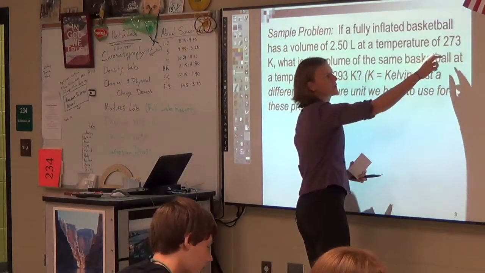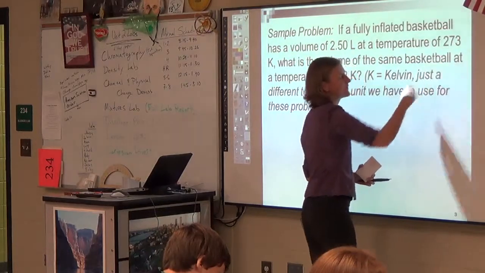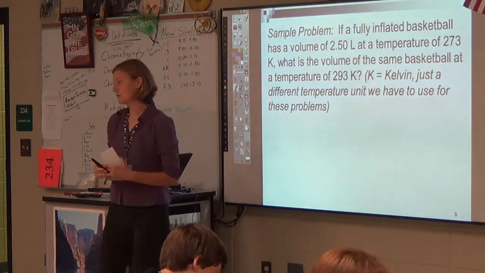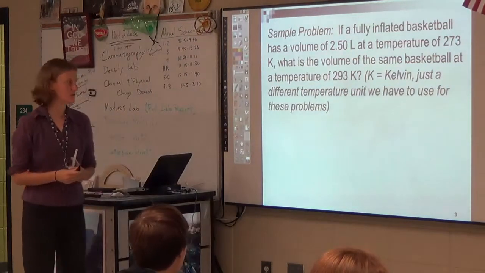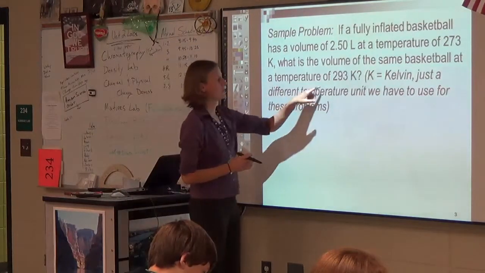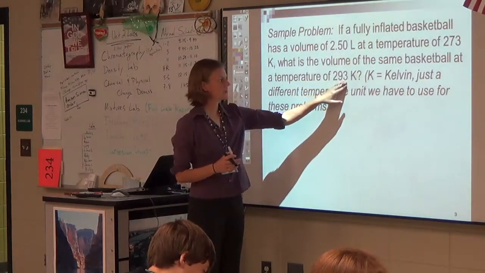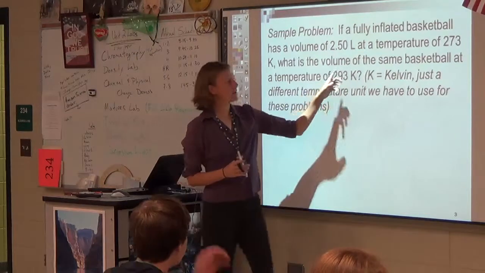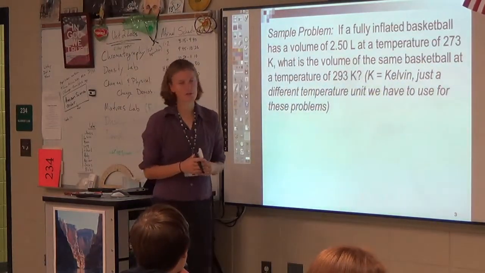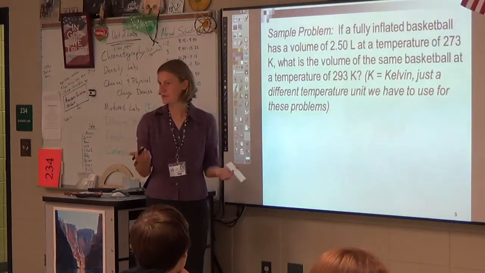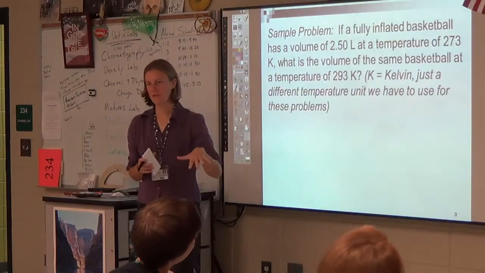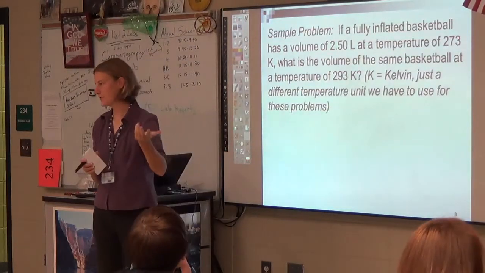The relation between Kelvin and Celsius is 273. So 273 Kelvin is actually 0 Celsius. So this is the freezing point of water. So this is cold. What's the volume of the same basketball at a temperature of 293 Kelvin? Okay, so 293 minus 273, that's 20 degrees Celsius, which is really just about room temperature. So we're going from the freezing point of water, like 32 degrees Fahrenheit, to about 70 degrees Fahrenheit.